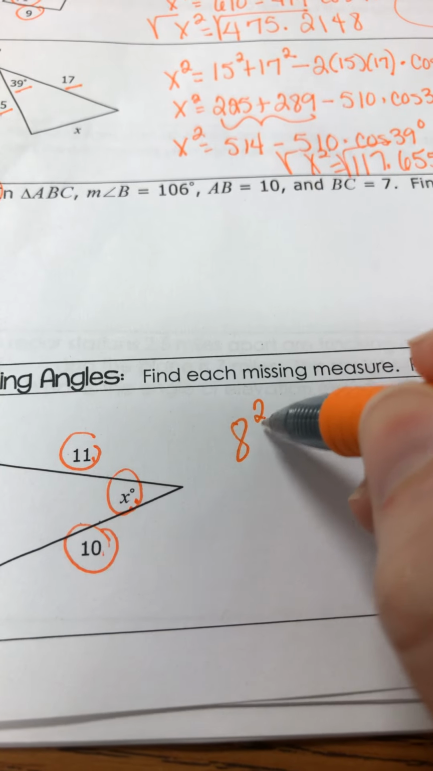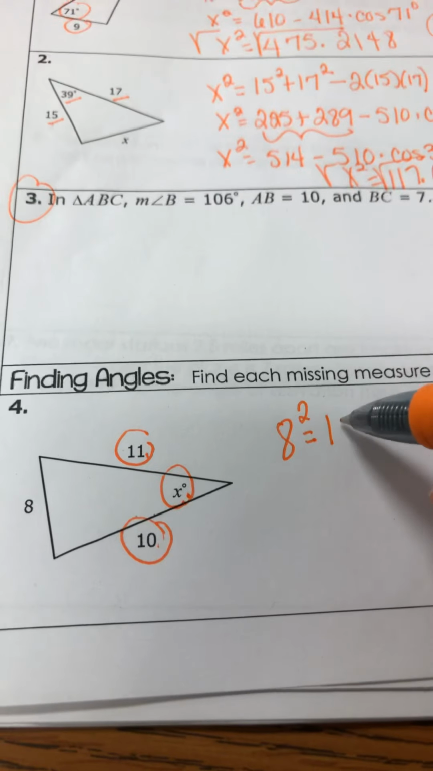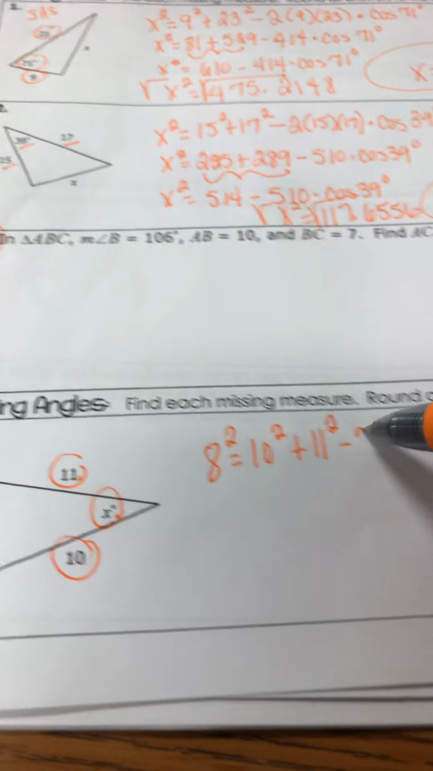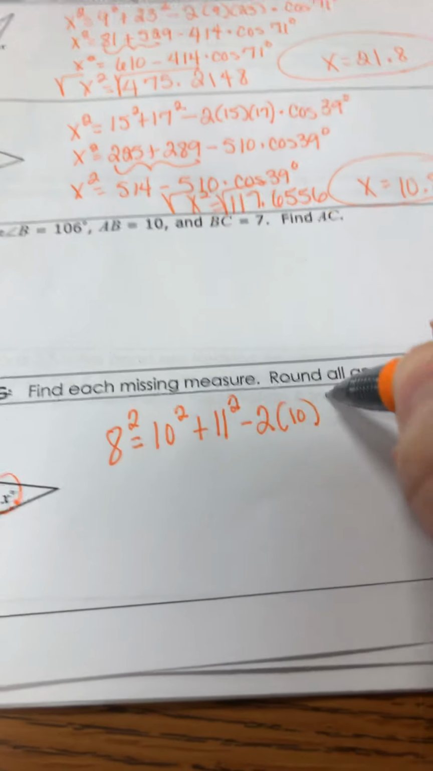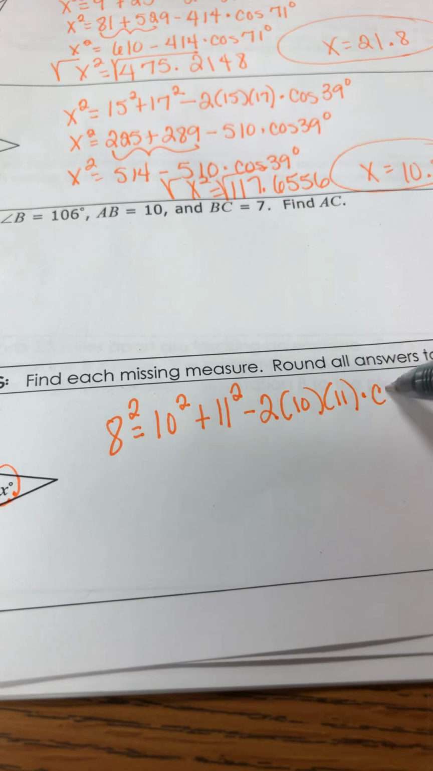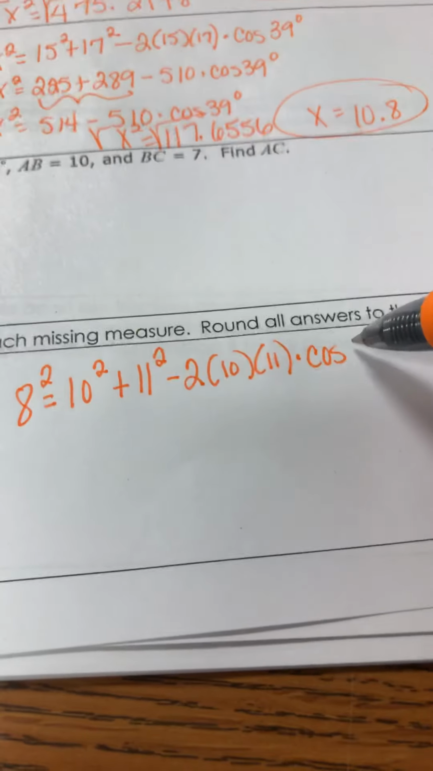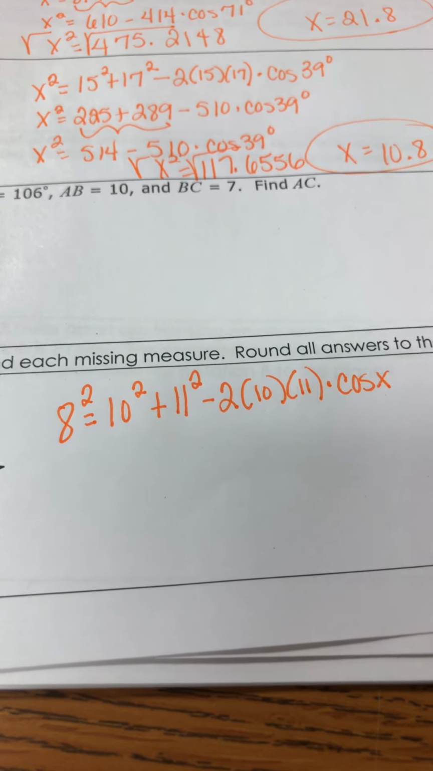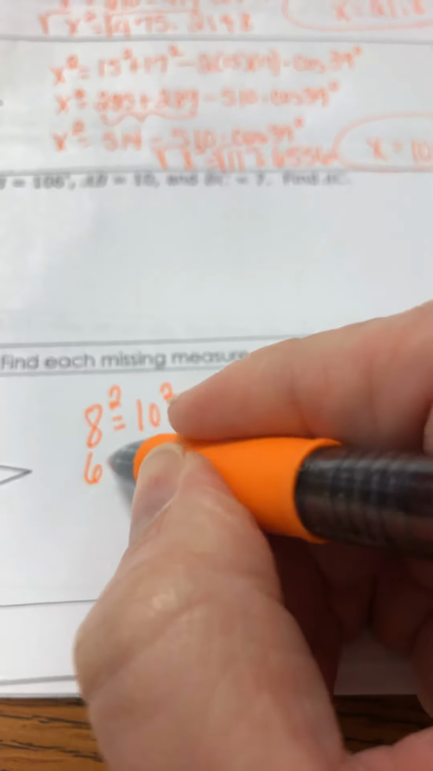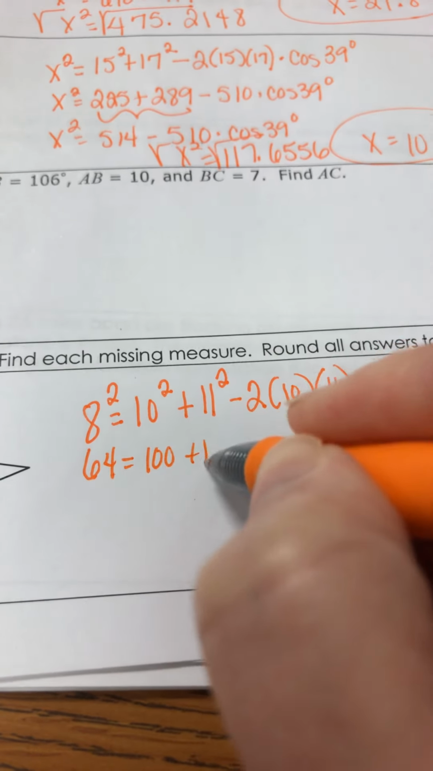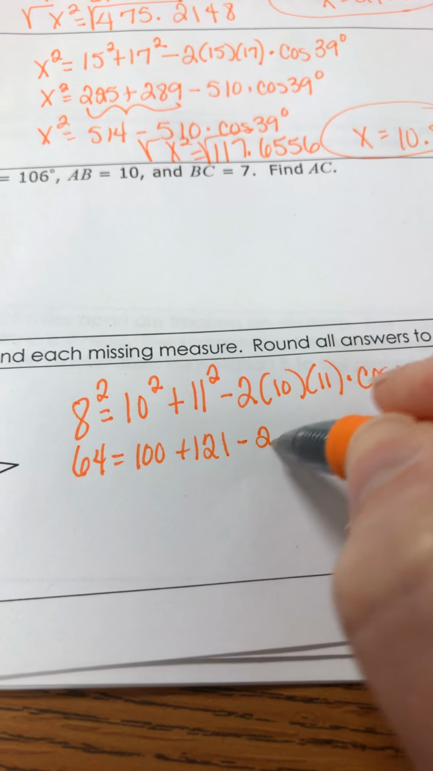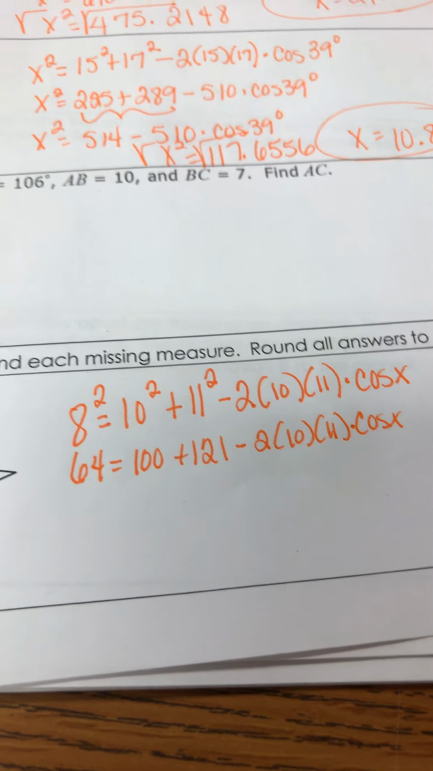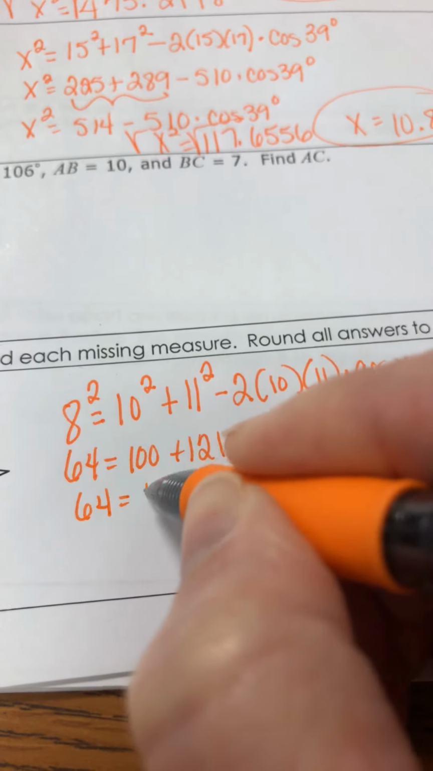So my third side is 8, so that's going to be 8 squared. Then I'll have 10 squared plus 11 squared minus 2 times 10 times 11 times the cosine of my angle, which I don't know what it is. So that's going to be the cosine of x. So I have x squared equals all this jazz. Okay, so 8 squared is 64, 100, and 121. Let's simplify everything that we can simplify.